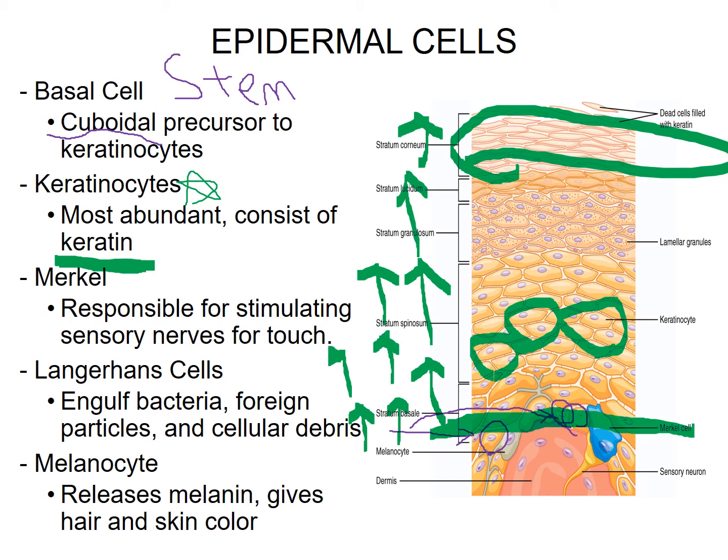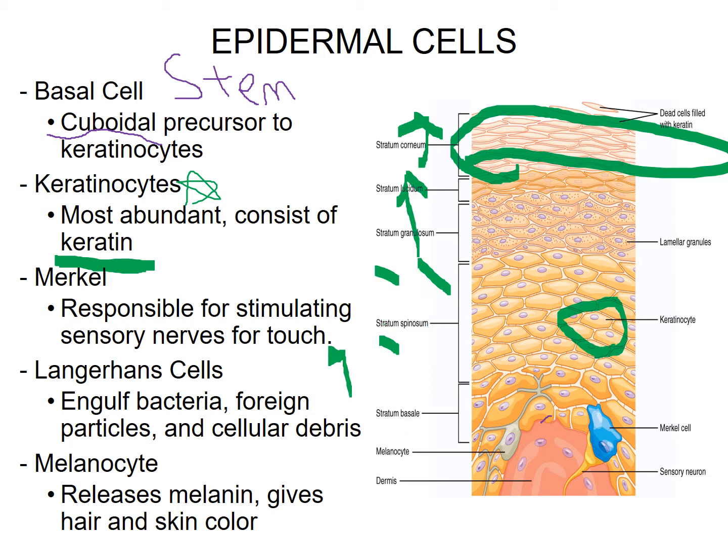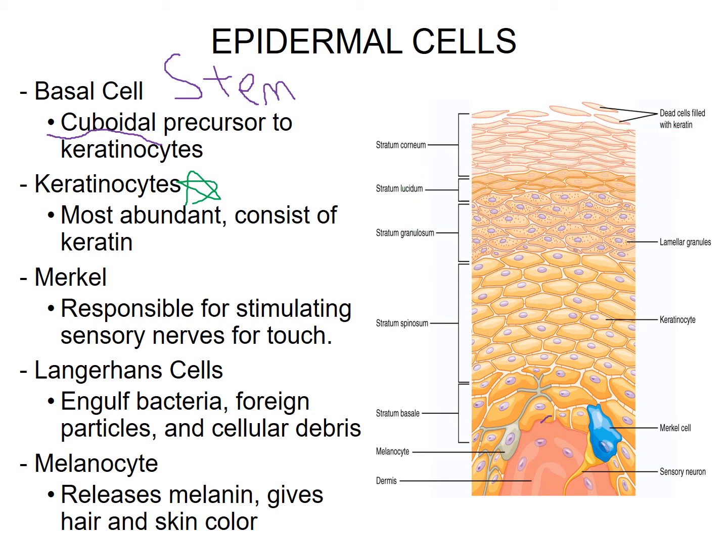Let's move on to the Merkel cells. The Merkel cells are nerve cells inside of the epidermis. And you can see this weird looking blue cell at the very bottom right corner of the picture. That is a Merkel cell. And what they're responsible for is detecting touch, specifically what we call tactile touch or light touch.